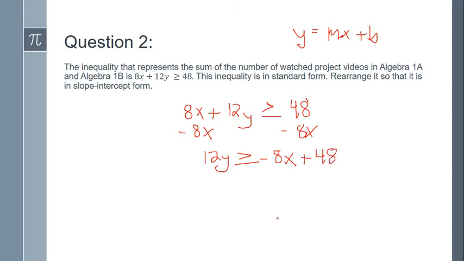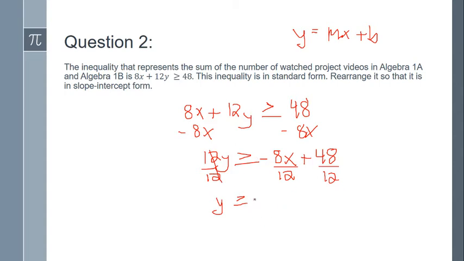All right, now y is almost by itself, except for it's being multiplied by 12. So we're going to undo multiplying by 12 by dividing by 12. And we have to divide every term in this inequality by 12 then. So that cancels out here. And we get that y is greater than or equal to, notice it's still greater than or equal to. I didn't divide by a negative. I divided by a positive, so I don't switch it.